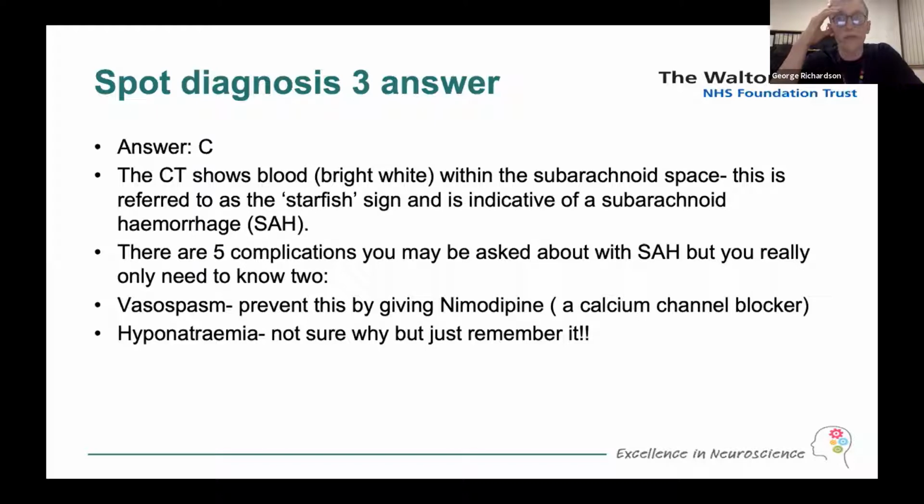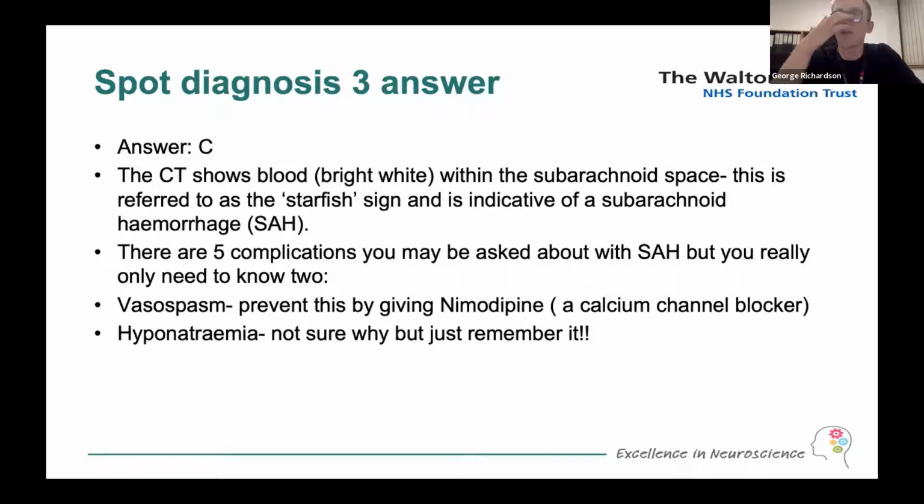Vasospasm is prevented by giving patients a calcium channel blocker called nimodipine, not to be confused with nifedipine or amlodipine. As far as I'm aware, it's really the only indication I've seen this used for, and they don't tend to use any of the other calcium channel blockers for this. And hyponatraemia is another one that you might see in finals questions. As to why this happens, I don't really know. I think there's some element of SIADH that occurs, but just remember it for finals.